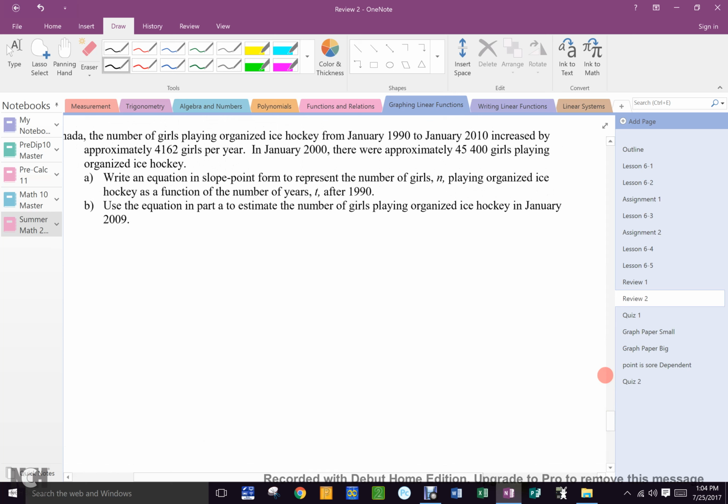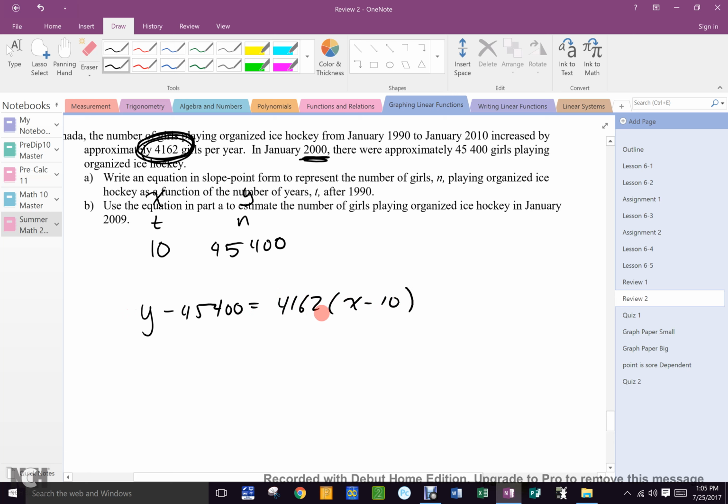And finally, this question. Write the formula. Well, two things are being counted. Years. 10 years in, 45,400 girls are playing. There's your T, there's your N, which is X and Y. Because it's 10 years in, because 1990 is the first year we counted, and we have data for the year 2000. So there's my X and Y. Do I have a slope? Slope is the rate of change. 4,162 more girls played every year. So that means it's going up 4,162 for every year it goes over. So Y minus 45,400 equals 4,162 times X minus 10. Except it's not X and Y, is it? It's N and T for the equation.